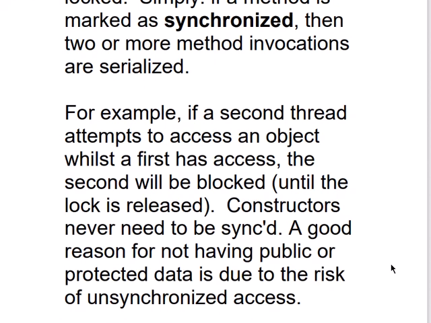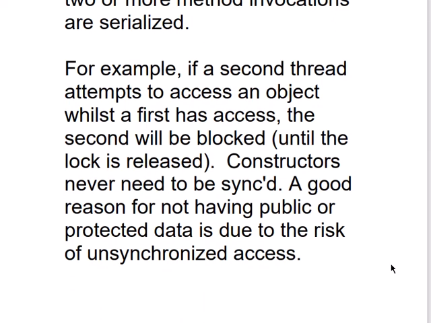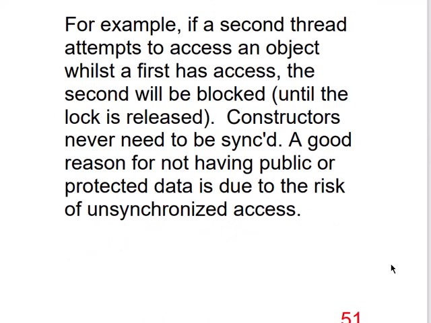For example, if a second thread attempts to access an object whilst a first thread has access, the second will be blocked until the lock is released. A good reason for not having public or protected data is due to the risk of unsynchronized access.